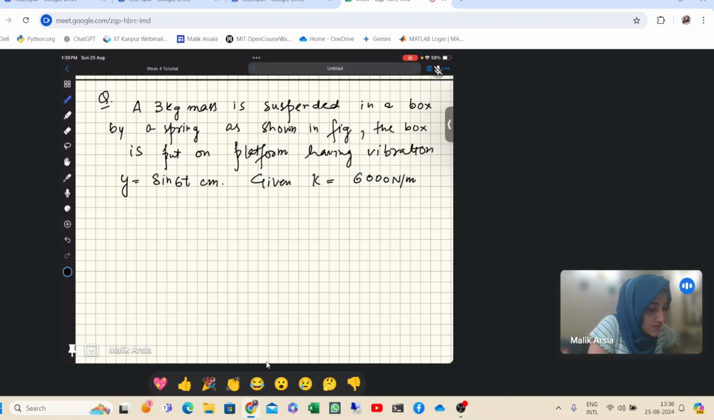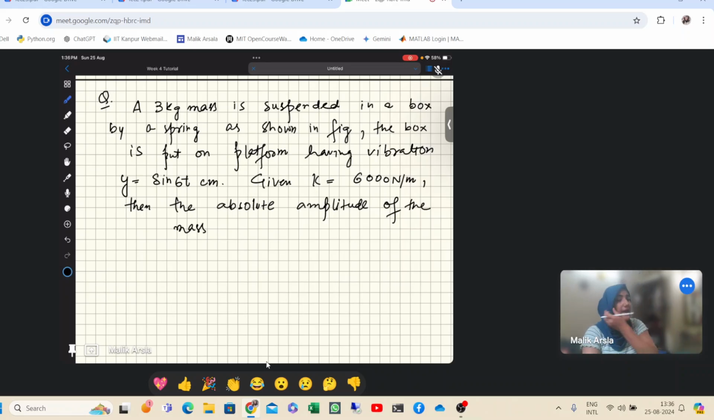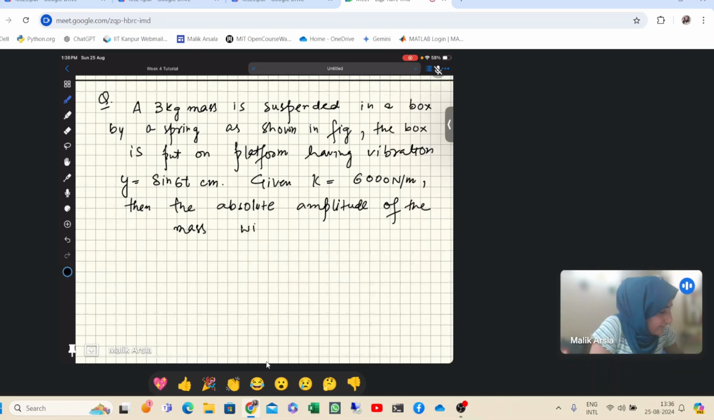Okay, the stiffness of the spring has been given. Then the absolute amplitude of the mass. So basically, we don't have to find Z, we have to find X. Okay, that is the absolute amplitude of the mass. So let me quickly draw this figure.